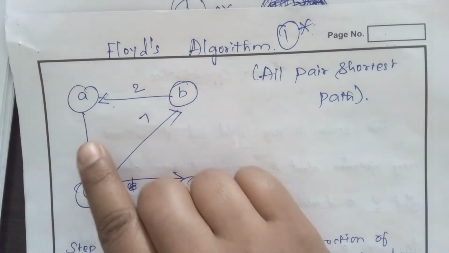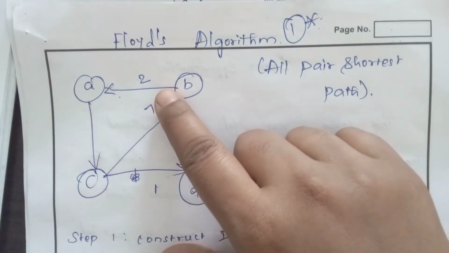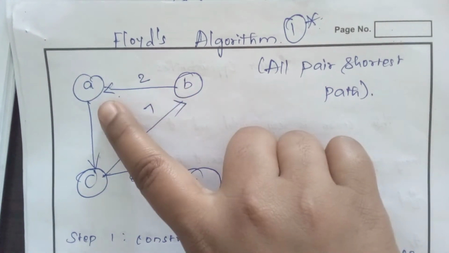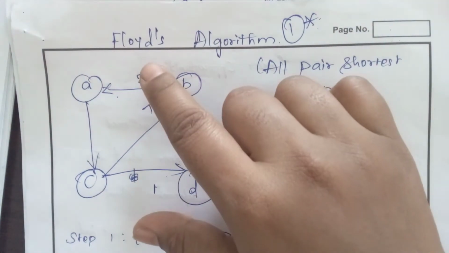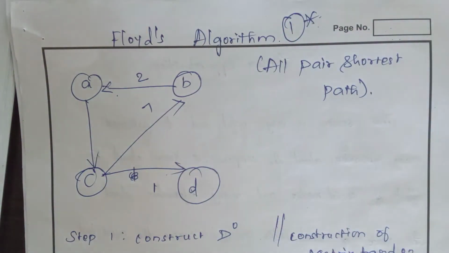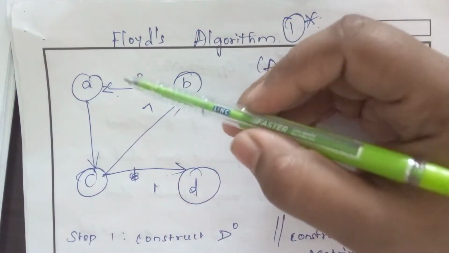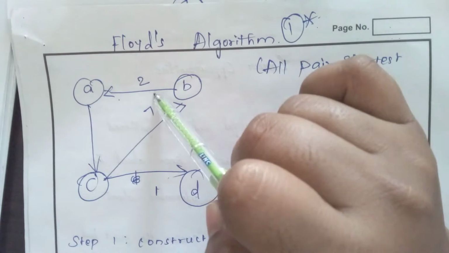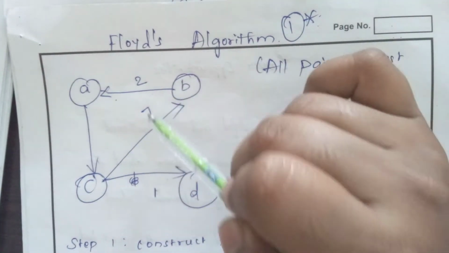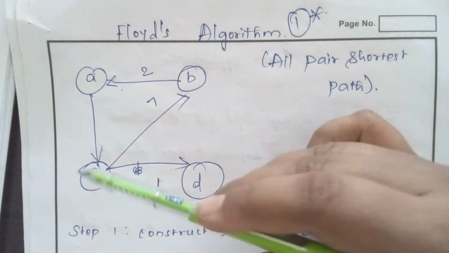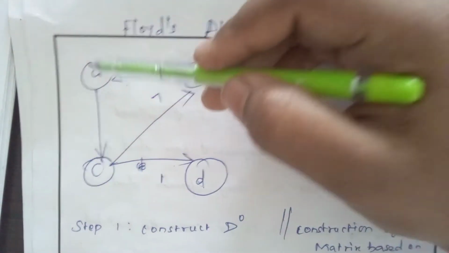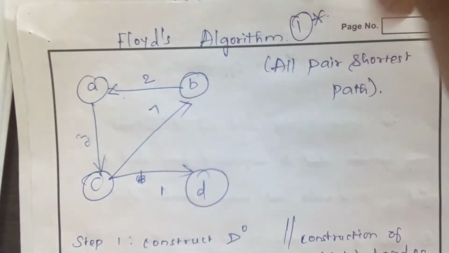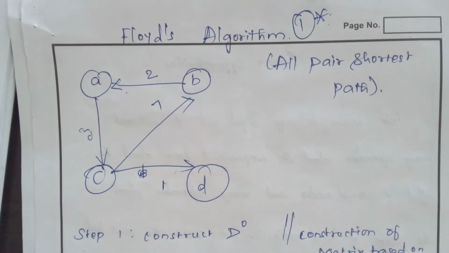See, A, B, C, D are there, and there are arrows, which indicate the direction. And 2, 7, 1 are the weights. For B to A we have the weight 2, and C to B we have the weight 7. C to D we have the weight 1. From A to C we can take the weight as 3. Now see how we can solve this.